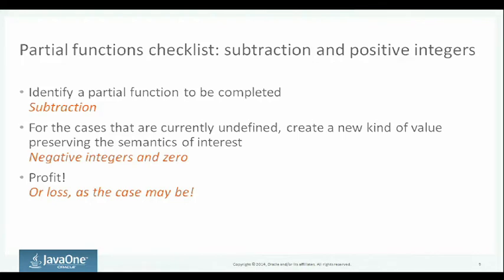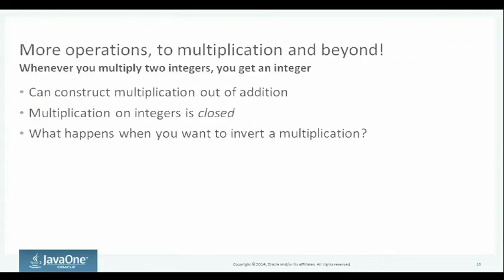So subtraction is a partial function. If you take 2 positive integers and you subtract them, that might not have a defined answer, right? You subtract 2 from 1, there's no positive integer that makes sense. So subtraction is not complete over positive integers, and we prefer to have complete operations. So what we do in this case is make up new kinds of values that have the semantics we want. To complete subtraction, we created 0 and negative numbers. And then we can profit or take a loss, as the case may be, for negative numbers.